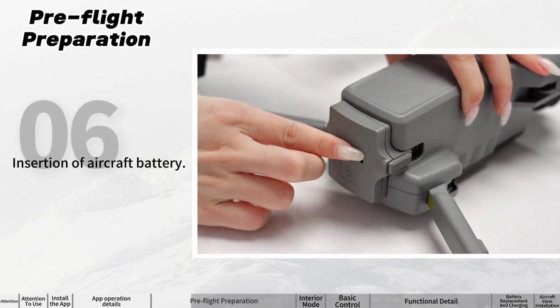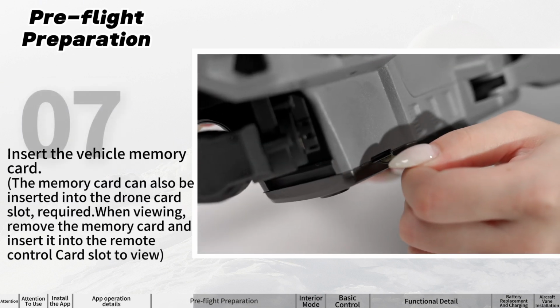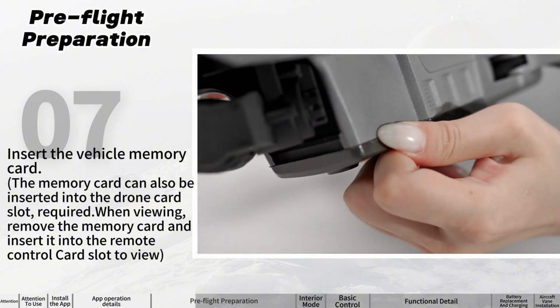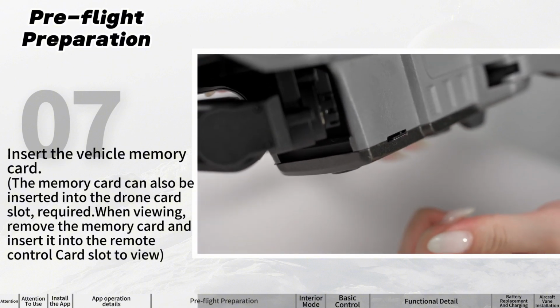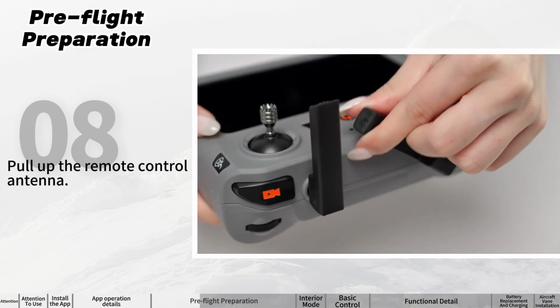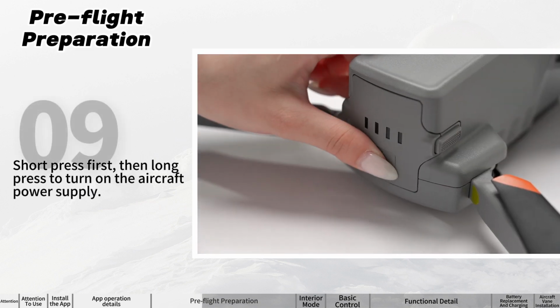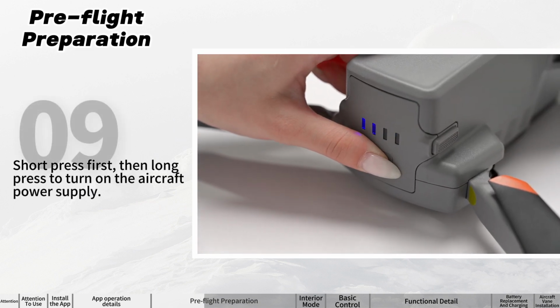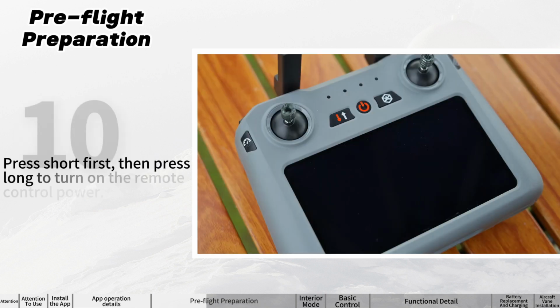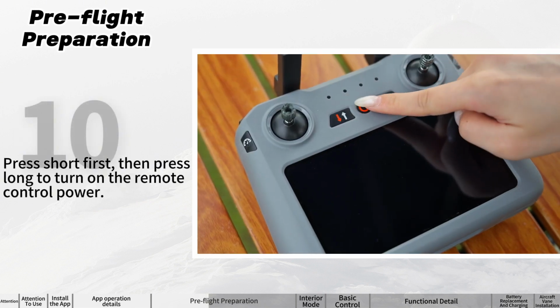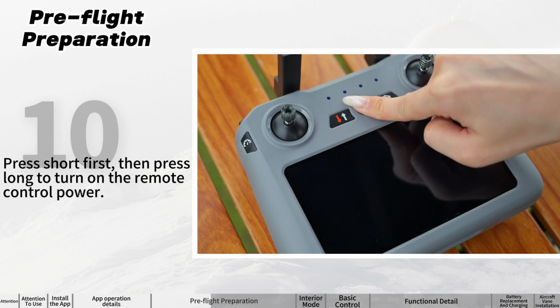Insertion of aircraft batteries. Insert the vehicle memory card. Pull up the remote control antenna. Short press first, then long press to turn on the aircraft power supply. Press short first, then press long to turn on the remote control power.